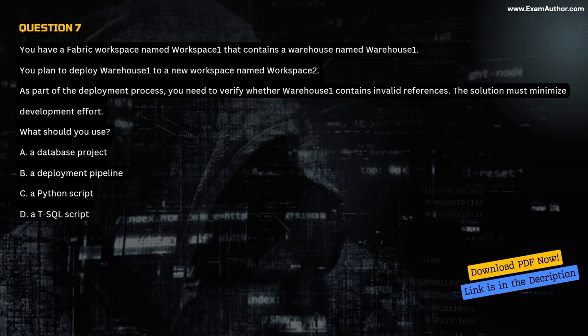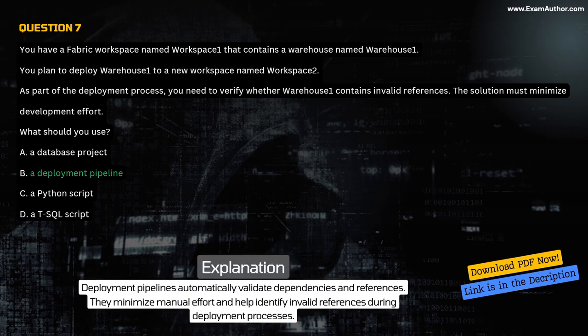A T-SQL script. Correct answer B. A deployment pipeline. Explanation. Deployment pipelines automatically validate dependencies and references. They minimize manual effort and help identify invalid references during deployment processes.